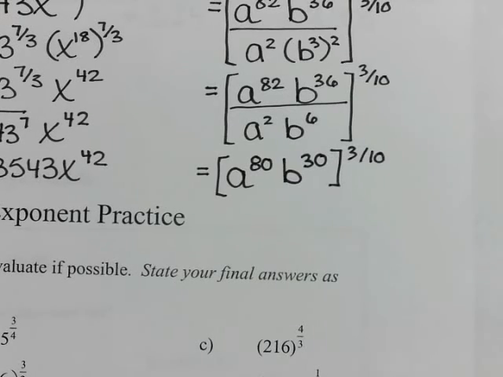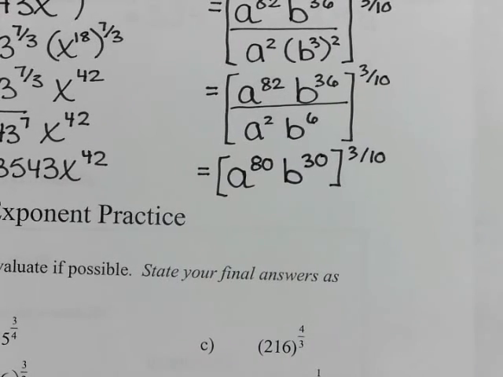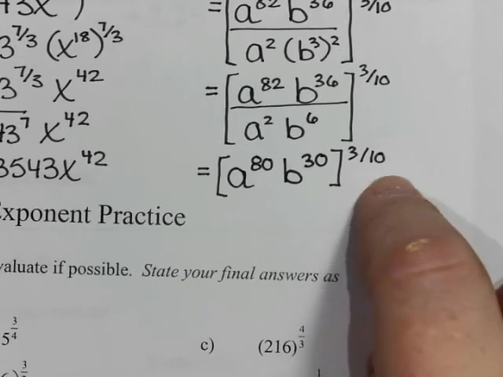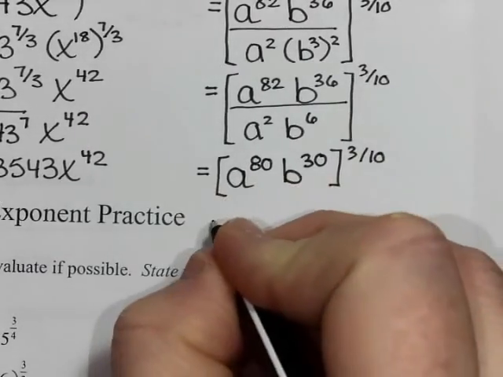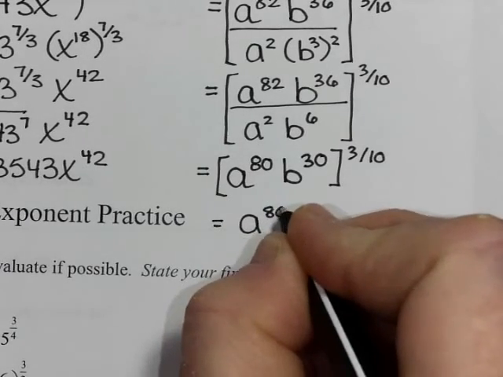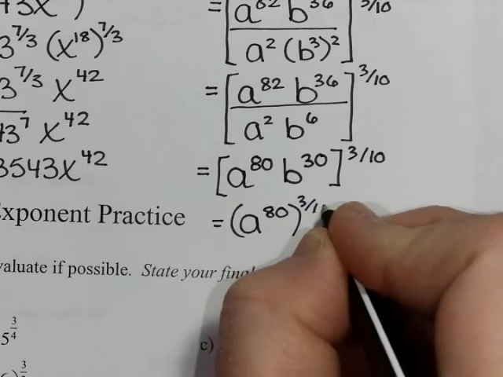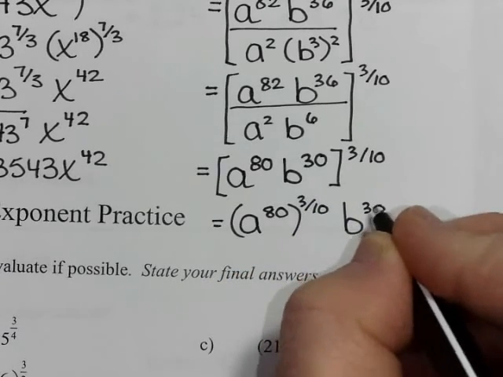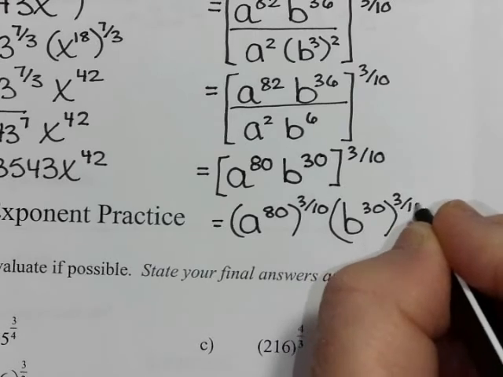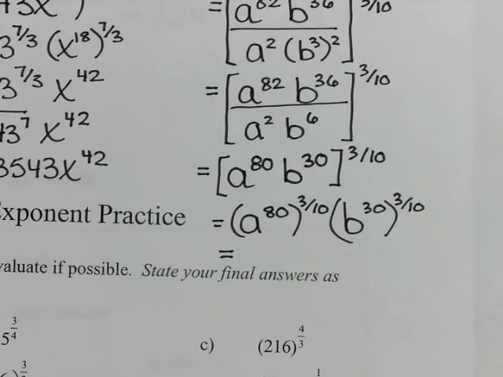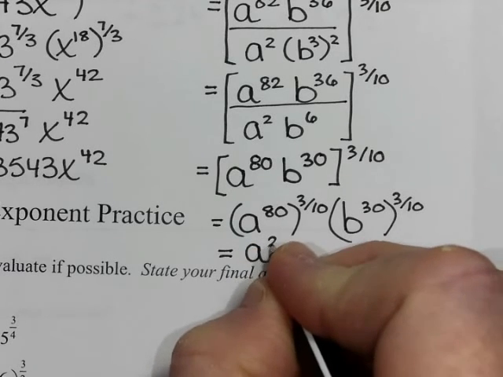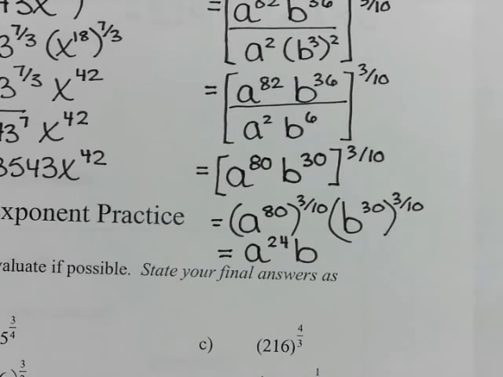Okay, we're not done yet. I've finished simplifying the bracket. Now I need to deal with the power. So this power of 3 over 10 belongs to the a and the b. So this is a to the 80 to the power of 3 over 10, and b to the 30 to the power of 3 over 10. Okay, 80 times 3 divided by 10 is 24. So this is a to the 24. And then 30 times 3 divided by 10 is 9. So b to the 9.